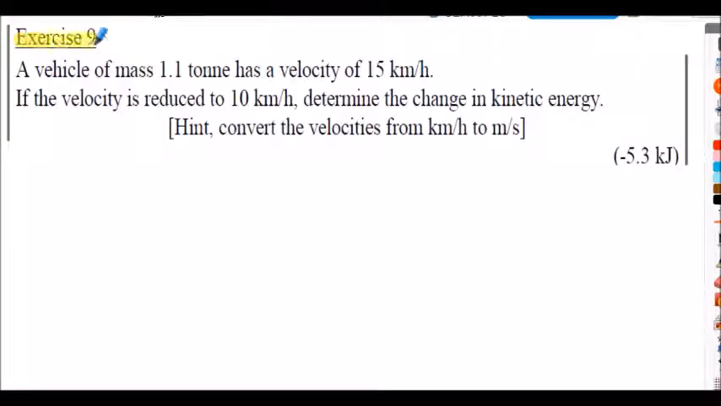Exercise 9. A vehicle of mass 1.1 ton, be careful with that piece of information, has a velocity of 15 kilometers an hour. Again, be careful with that piece of information. The velocity is reduced to 10 kilometers an hour. We've got to determine the change in kinetic energy. And the hint in the question is to convert the velocities from kilometers an hour to meters per second. We reviewed that conversion in the presentation on linear motion. Again, I'd encourage you to stop the presentation and solve exercise 9. The answer is given here in the bracket.